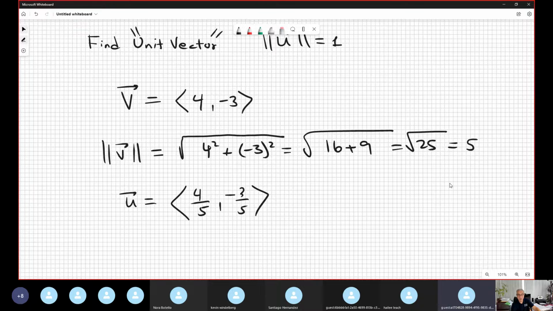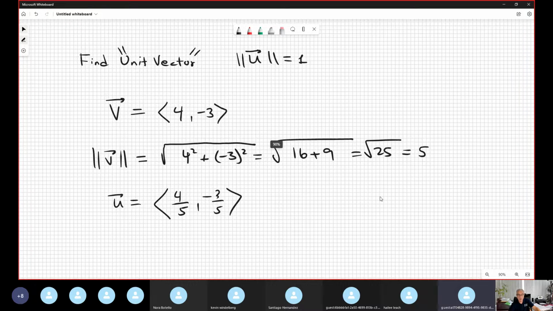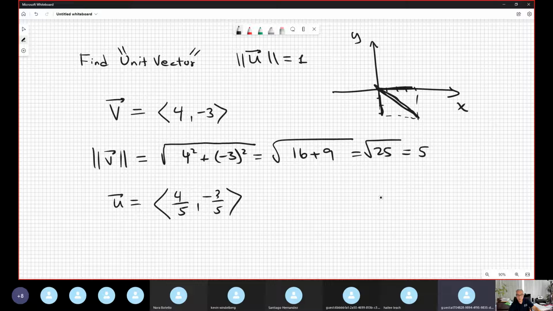Okay, the representation is, suppose, in 2D. This is X, this is Y. 4 units: 1, 2, 3, 4, in this direction is this component. And 3 units in the opposite direction: 1, 2, 3. So this and this together represent that vector. And this vector is B.